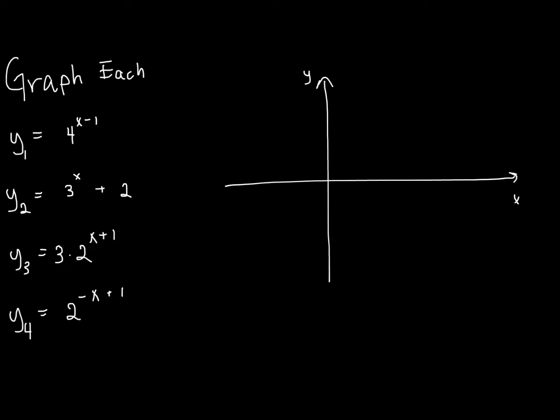I've labeled them y sub 1, y sub 2, y sub 3, and y sub 4. And do the best you can to sketch a graph of each of these without making a table. So you should only need to plot that one point where the exponent is 0 and then be able to sketch the rest of it, just knowing what it will look like based on the values of the constant terms.